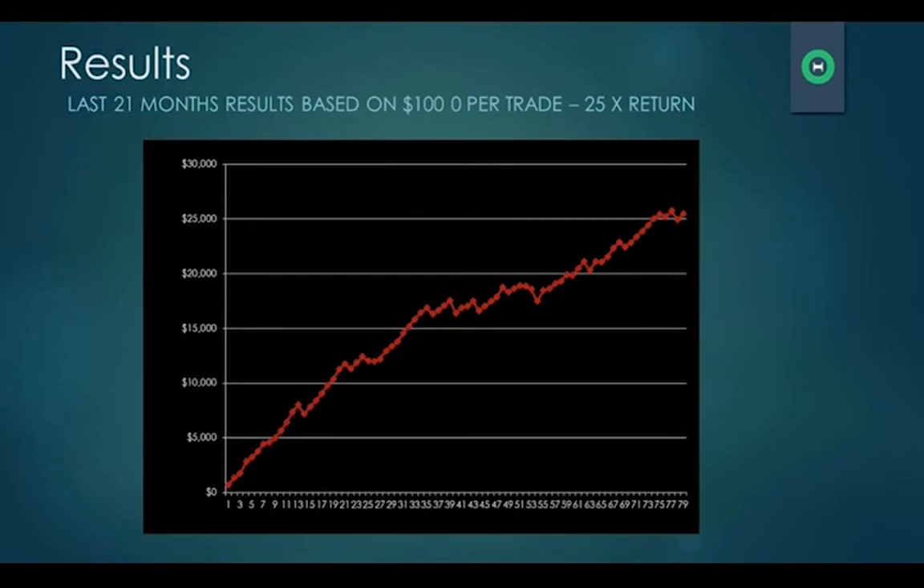This is the last 21 months. Based on $1,000 per trade, it has returned 25x. Not 25%, 25x. And look at that equity curve. It has very few drawdowns. And that's what you want in an equity curve.